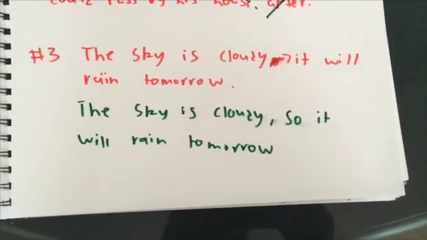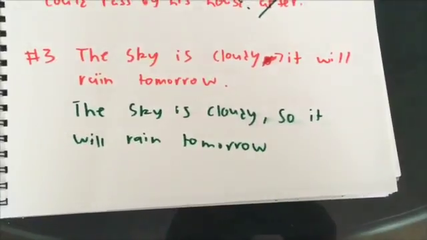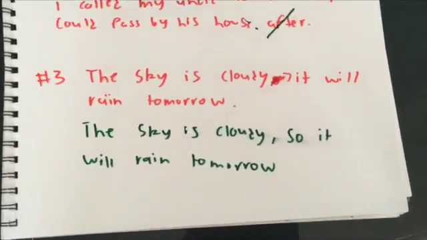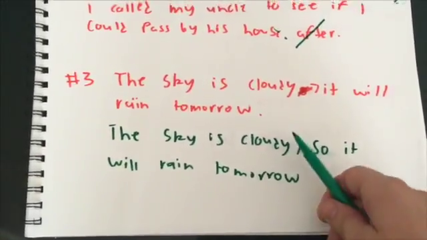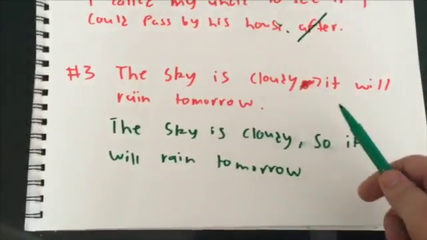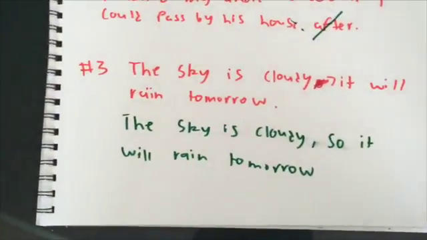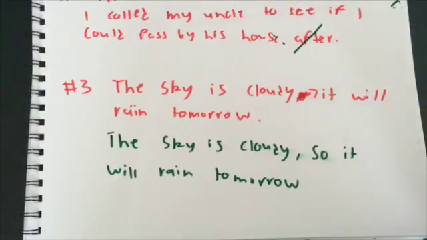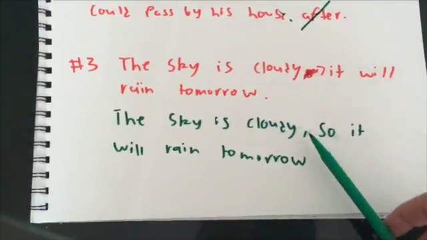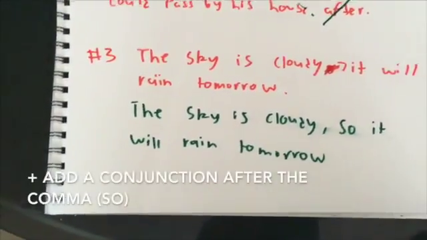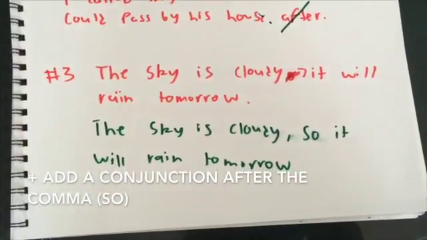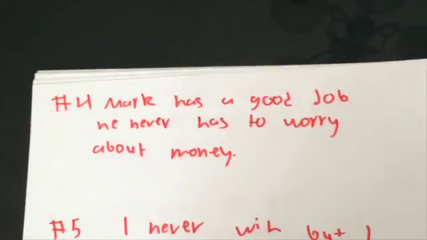Example number 3. "The sky is cloudy. It will rain tomorrow." Here you can see that if we don't include a comma after cloudy, it would be a run-on sentence and it would not sound as good as it should. In order to correct this sentence, we simply need to put a comma after cloudy in order to separate the two independent clauses.